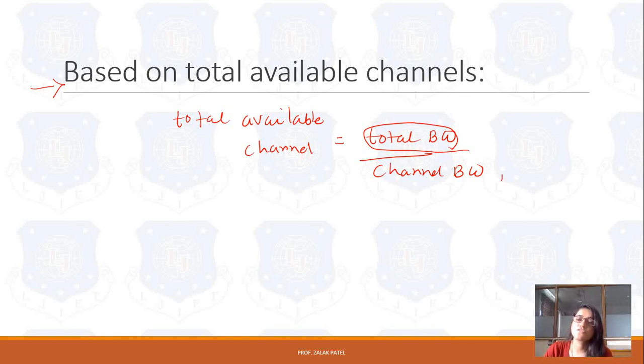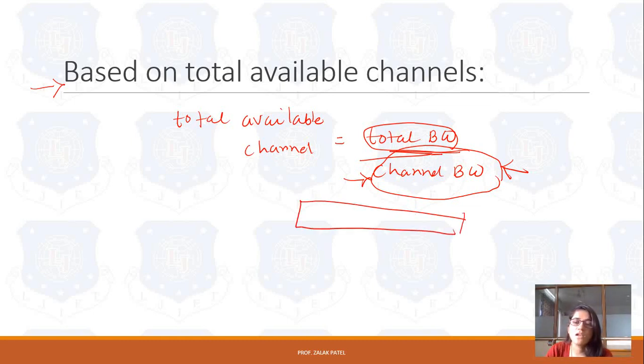Now which type of channel bandwidth is given? It can be asked like 2 simplex channels are available or duplex channels are available. So you have to write the channel bandwidth and total bandwidth, and if you divide the total bandwidth by the channel bandwidth, then it gives the number of available channels. You can get the answer for total available channels by dividing total bandwidth with channel bandwidth.